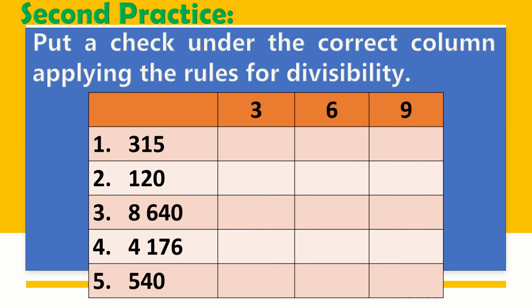All you have to do is check the correct column applying the rules for divisibility. Is it a 3, 6, or 9? You may answer only one. It can be 3 only, or 3 and 6 only, or it can be 3, 6, and 9 columns, which means you will have 3 answers, or you may have 1 answer only, or you may have 2. Okay, so I will give you a time to answer in your notebook.